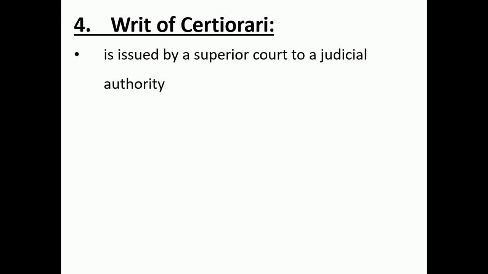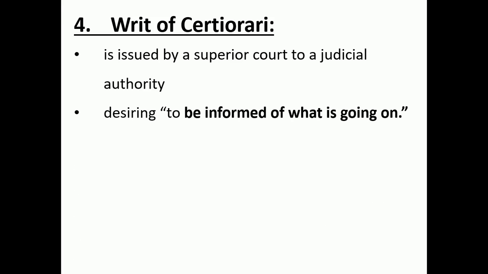How is it being pronounced? Writ of certiorari. And what is meant by writ of certiorari? It is issued by a superior court to a judicial authority. So there is a very clear definition given here. This particular writ is being issued by a superior court to a judicial authority.